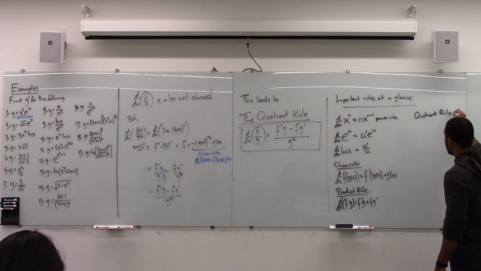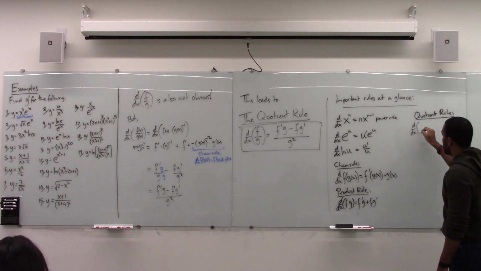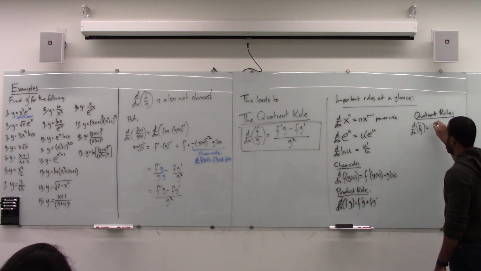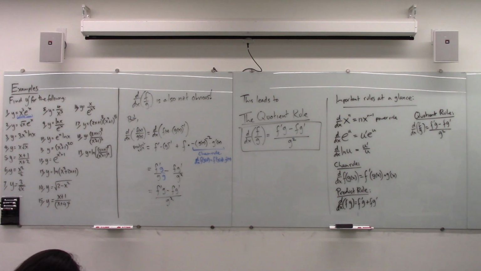So the quotient rule says the derivative of f over g is f prime g minus f g prime, over g squared. And you do not want to mess with the order here. You always take the derivative of the top, multiply by the bottom, minus the top times the derivative of the bottom. So these are the basic rules at a glance.